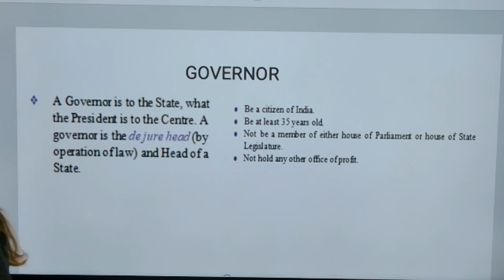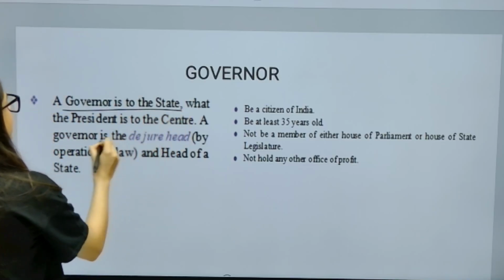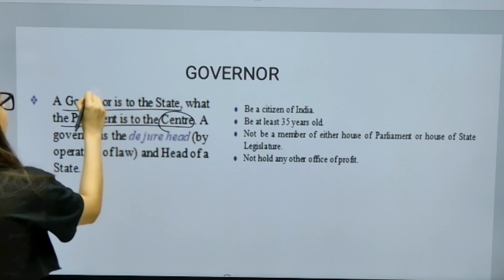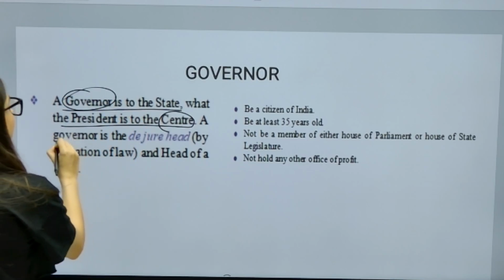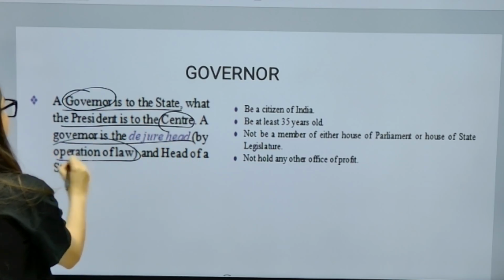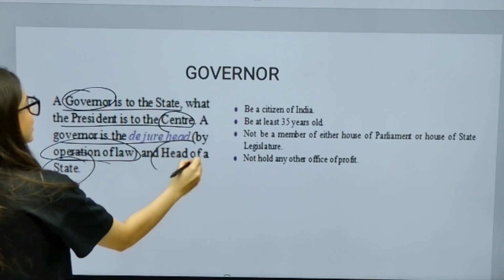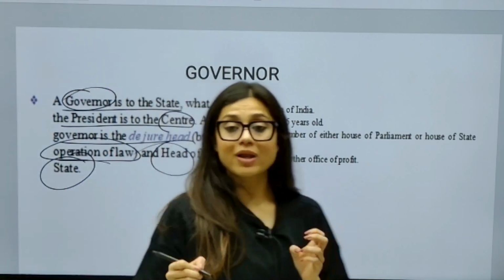Fine. So who is the governor? Governor is to the state what president is to the center, equivalent to the president. So he is the de jure head, which is operation by law, and head of the state. Okay, what are the qualifications?